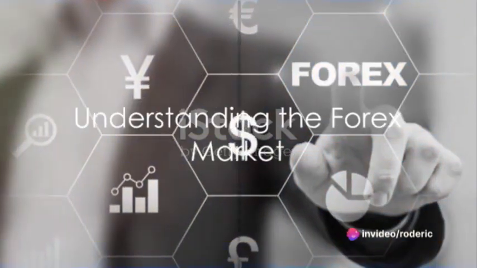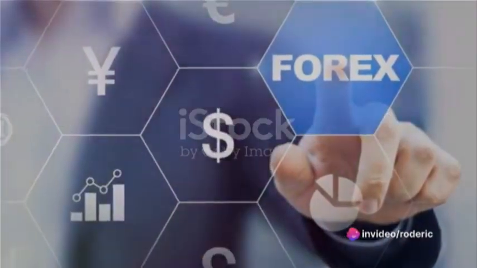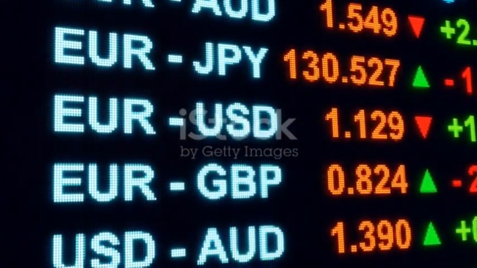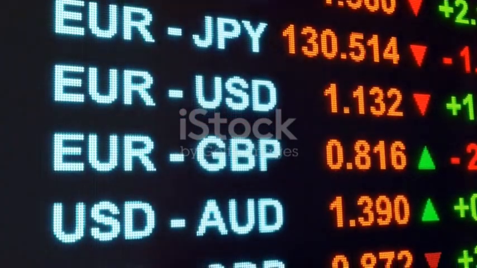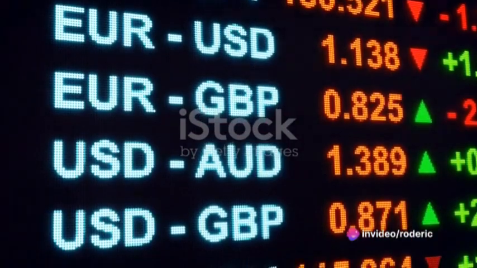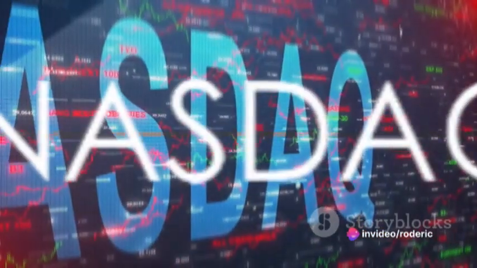Forex trading, or foreign exchange trading, is a global marketplace where individuals, businesses, and financial institutions exchange one currency for another. The Forex market is the largest financial market globally, with a daily turnover of over $5 trillion. Step 1 is understanding the market.